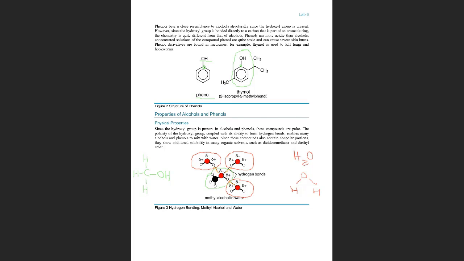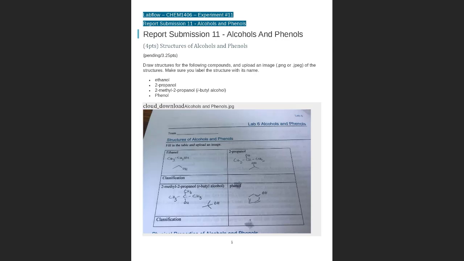And the objective of today's experiment is to learn different reactions for alcohols and phenols and use them to identify an unknown compound. So let's look at our report and what you have to do. This is how your report is going to look. This is a blank report, but let's go over it.